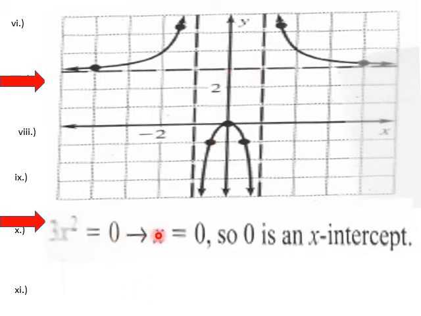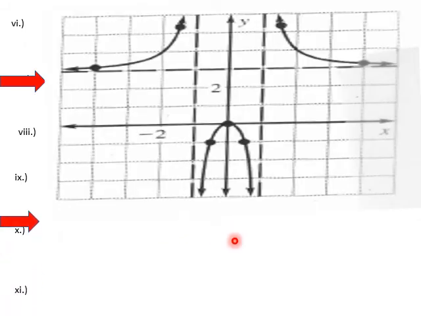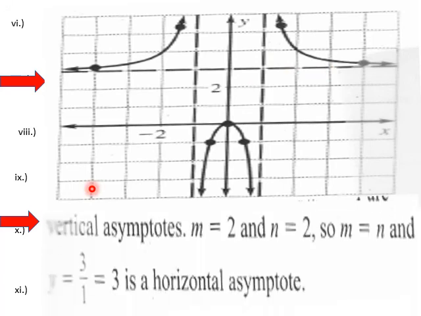3x squared equals 0, so x equals 0, so 0 is an x-intercept. And then x squared minus 1 equals 0 gives plus or minus 1, so x equals 1 and x equals negative 1 are vertical asymptotes. m equals 2 and n equals 2, so m equals n, and y equals 3 over 1, which equals 3, is a horizontal asymptote. So here is our horizontal asymptote.